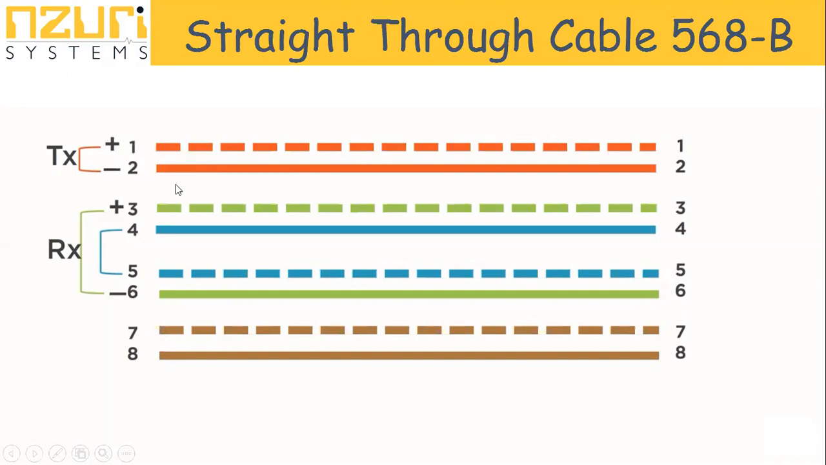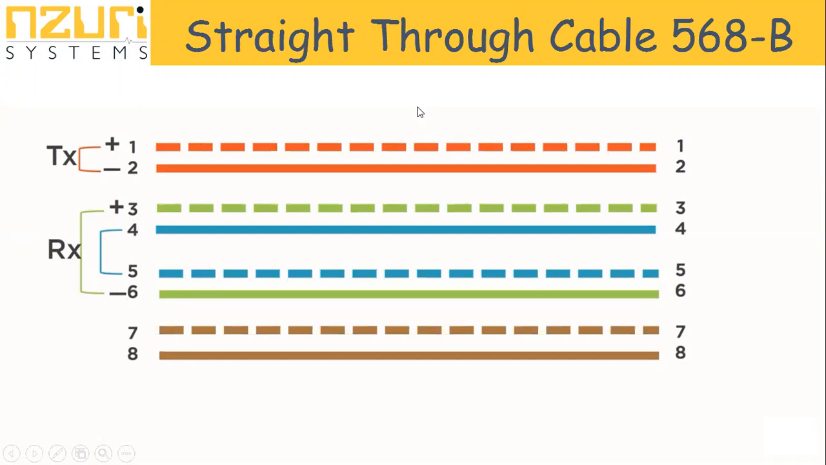This is a standard 568B arrangement on one end, and I put the same arrangement on the other end of the cable. That is what makes it a straight through cable, which means my pins 1 and 2 would be my transmit pins, and then my pins 3 and 6 would be my receive pins. That's my RX pins. Then that is a straight through cable.